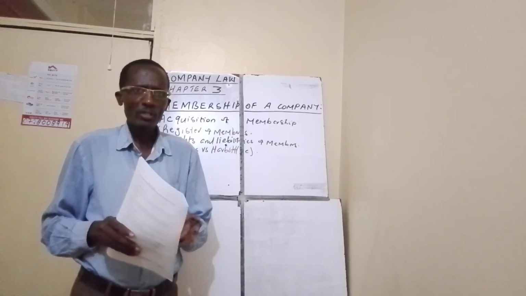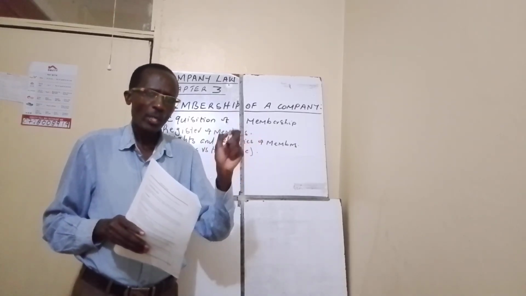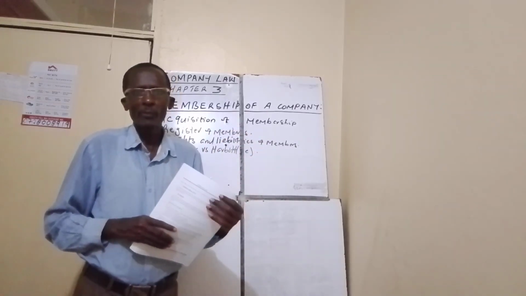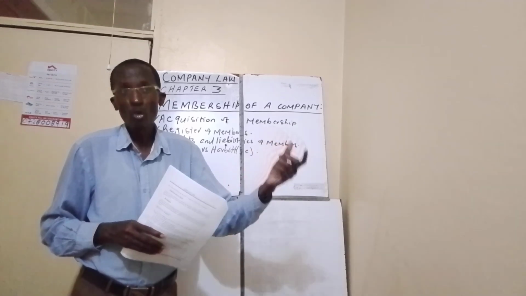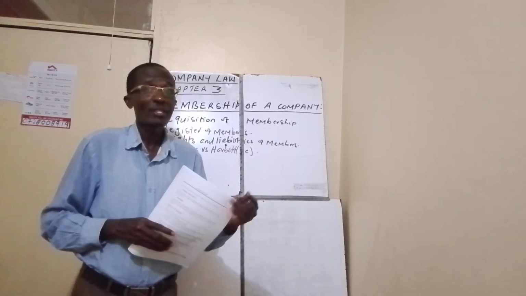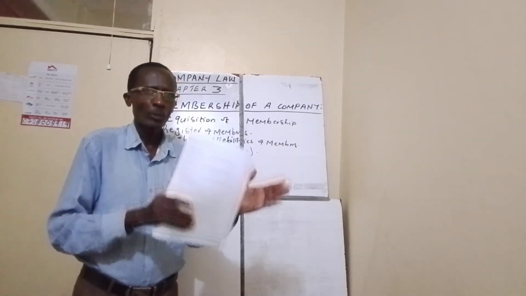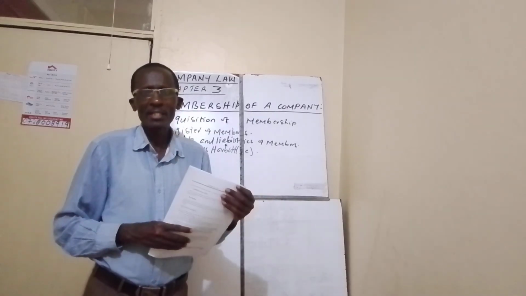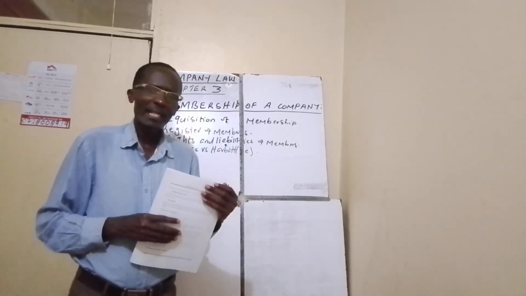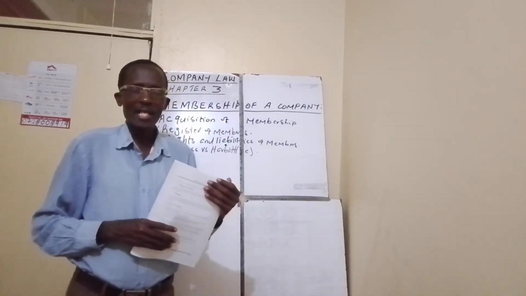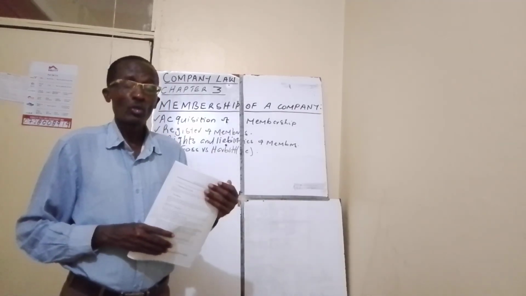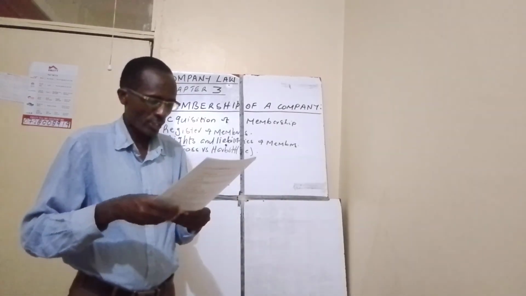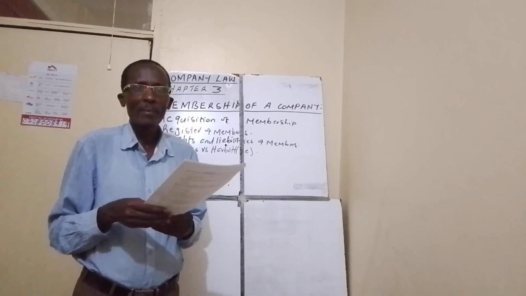As I have mentioned, you have a right to attend the annual general meeting. You have a right to vote. You have a right to receive dividends. These are rights which belong to you as an individual member, as an individual shareholder. They are referred to as individual membership rights.